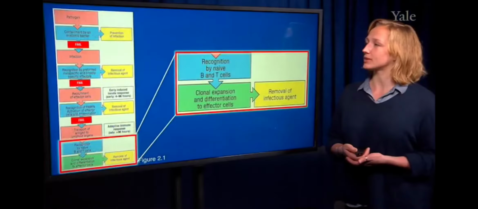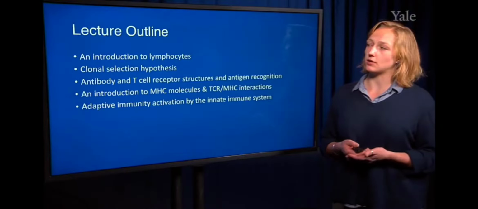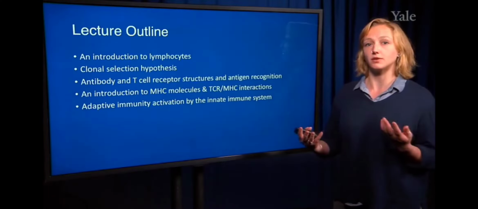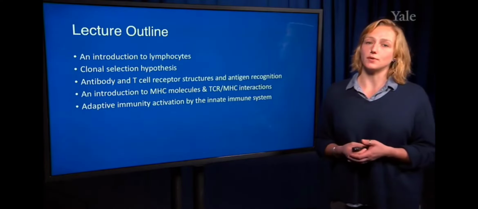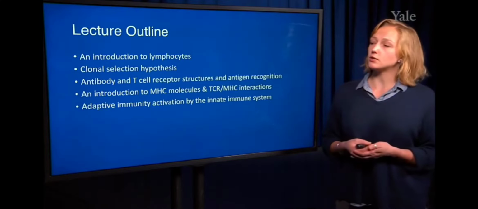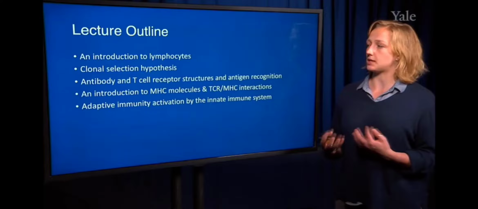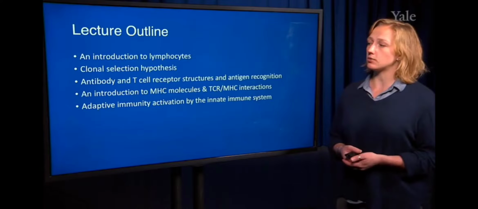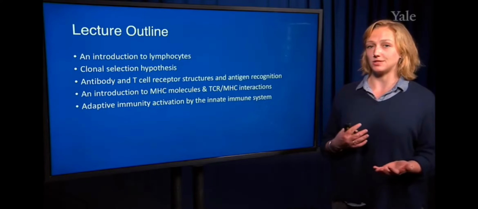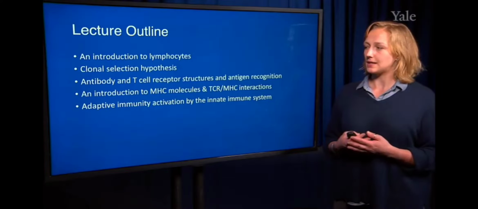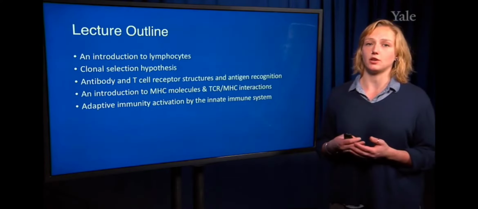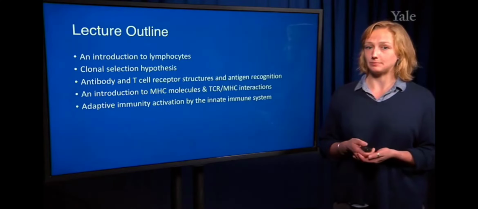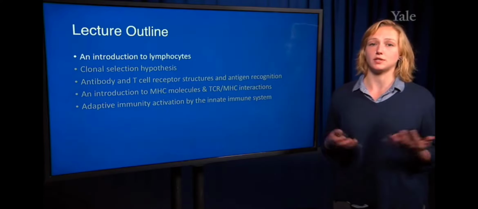In today's lecture, we'll be going through a very brief introduction to lymphocytes, which I think you are already a little bit familiar with, but it'll serve as a reminder. Then we'll go through what's called the clonal selection hypothesis, followed by a discussion of antibody and T cell receptor structures and how they differentially recognize antigens. We'll then talk briefly about MHC molecules and how MHC molecules and T cell receptors interact. And we'll end with a very brief discussion on how the adaptive immune system is actually activated by the innate immune system. Now let's start with an introduction to the key players in adaptive immunity.